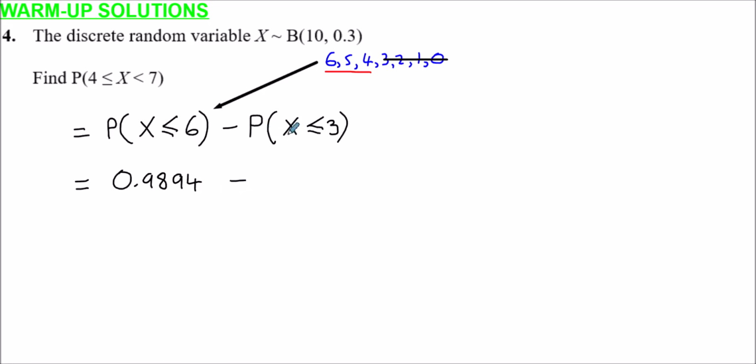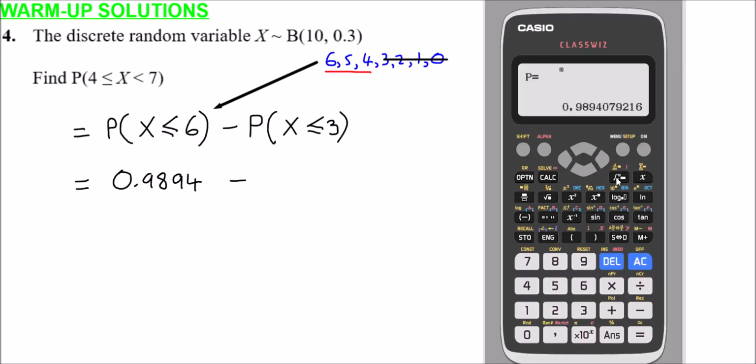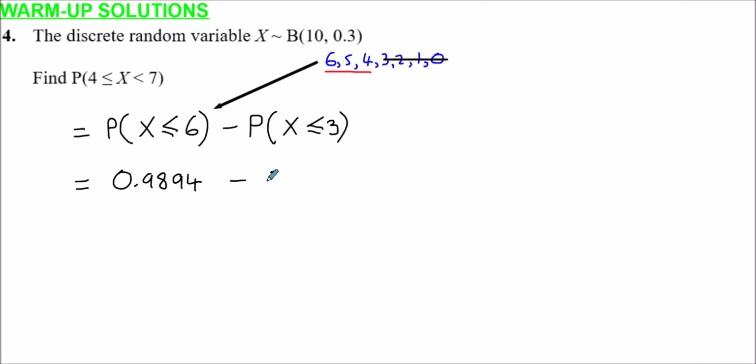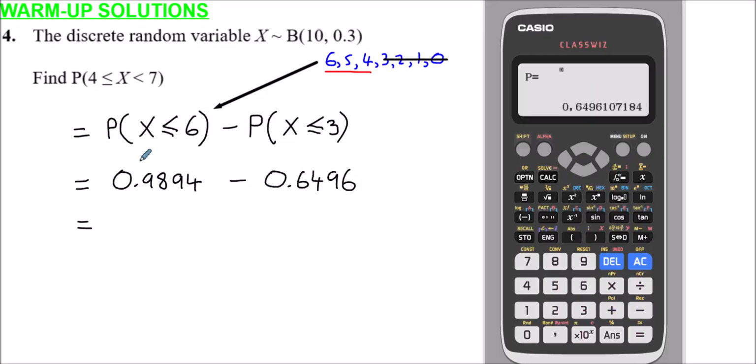Less the probability that x is up to and including 3. And so we just go back to the calculator, just press AC, it will store what we had previously, and just change the x from being 6 to a 3, and we get 0.6496, so minus 0.6496. And so if we just do one subtract the other, I could do it myself, but just to be safe, why not just use a calculator?